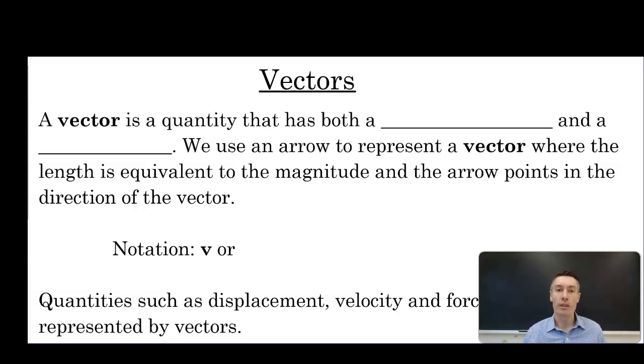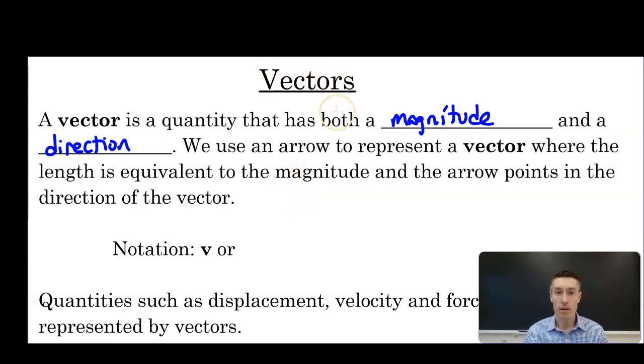In this video, we are going to learn all about vectors, which are one of the building blocks of this course. Starting with the definition, a vector is a quantity that has both a magnitude and a direction. So vectors represent two pieces of information. We use an arrow to represent a vector where the length is equivalent to the magnitude and the arrow points in the direction of the vector.